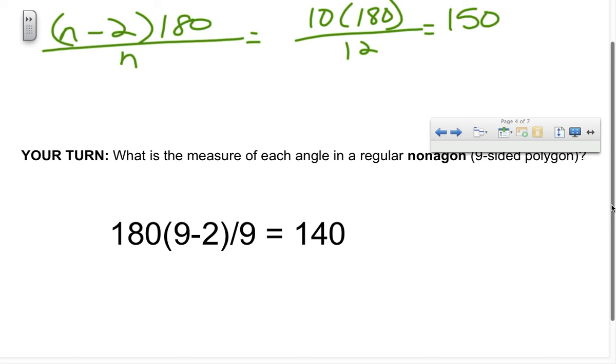Okay. I will say probably the most common mistake that I see when students are using this formula is they do the 9 minus 2 in their head and they do the 7 times 180 and then they mistakenly divide by that 7. You need to be careful. You're dividing by the number of sides, which is 9. Did we catch that mistake?